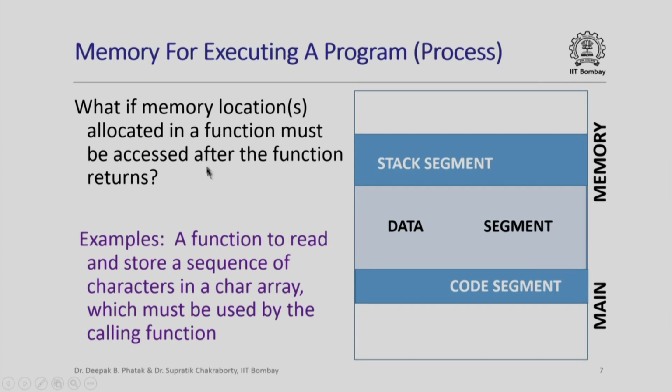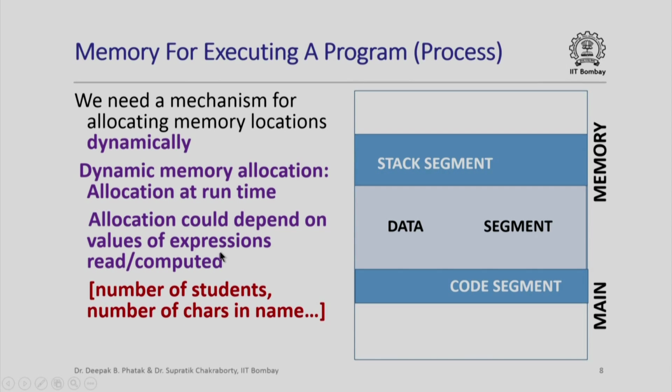Here is another example. A memory location that is allocated in a function may actually be required in the caller function after the called function returns. For example, I might want to call a function whose job it is to read and store a sequence of characters in a character array, and then when this function returns, the calling function must use this character array to do some other processing. Now, if the called function is going to have the character array as a local array within itself, then when this called function returns, the calling function does not have access to the character array in which the called function read and stored the sequence of characters.